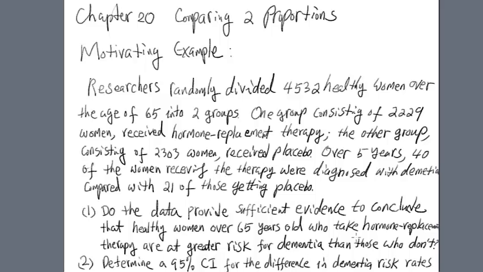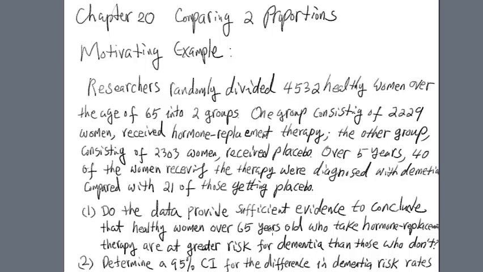So the question is, do the data provide sufficient evidence to conclude that healthy women over 65 years old who take hormone replacement therapy are at greater risk for dementia than those who do not? So this is question one. Question one is concerned with testing hypothesis. So we're going to follow the 4 standard steps in setting up hypothesis.